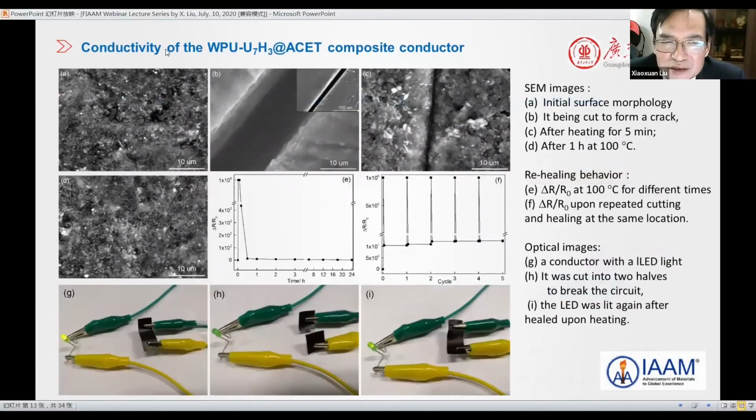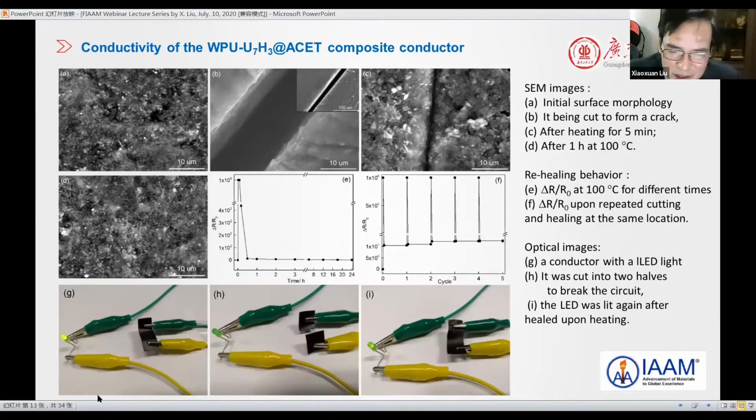So this is the conductivity of the WPU composite conductor. This is the original. This is the cut, cut off, held for a few minutes. This is healing for 1 hour at 100 degrees centigrade. And this recycling behavior is good.